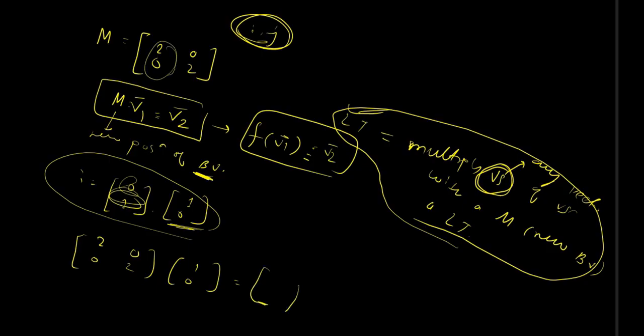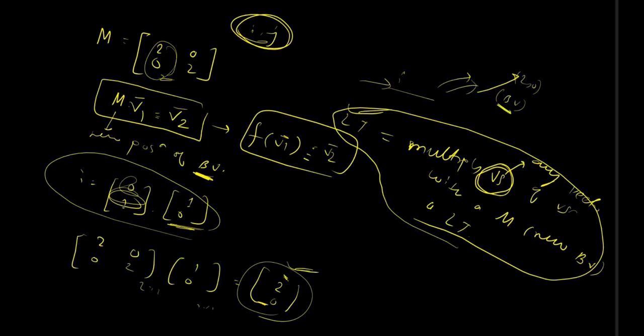Let's see. It's a 2 cross 2 matrix times a 2 cross 1 vector: first row, first column, 2; second row, first column, 0. So this means that my theory was correct. The initial basis vector I on the x-axis moved to a new position 2, comma 0, which is the new basis vector also.